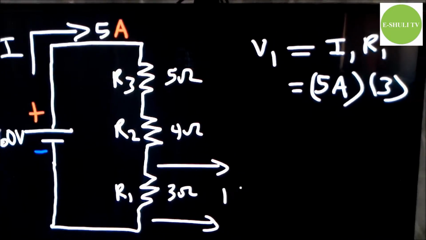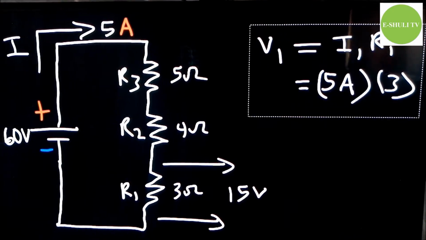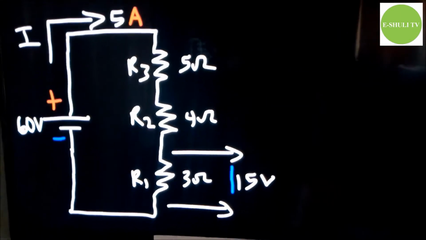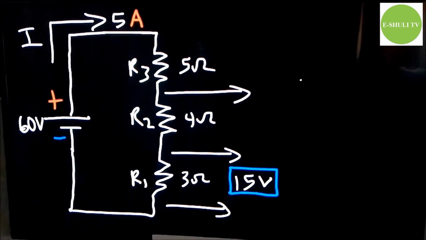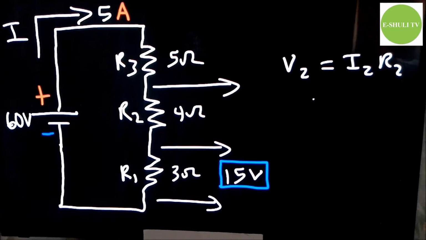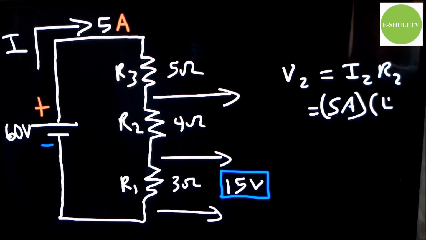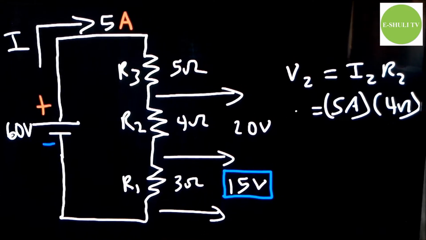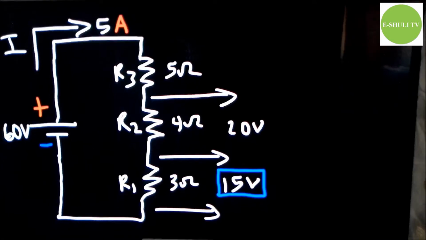You see, voltage passing through the first resistor will be equal to current, which is 5, times resistor, which will be equal to 5 times 3 equal to 15 volts. Then voltage passing through the second resistor will be equal to current times R2, which will be equal to 5 times 4, which is equal to 20 volts.